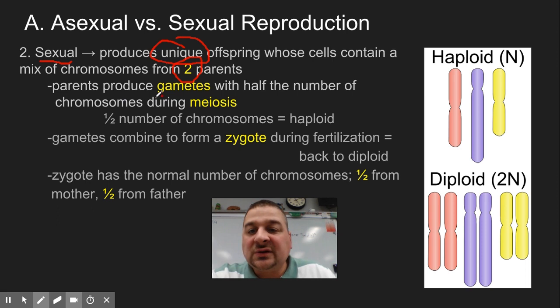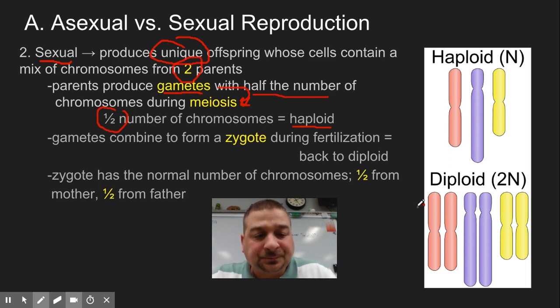What the parents do is produce gametes, and that is done through the process of meiosis. In our next video, we're going to take a closer look at how exactly they make gametes. In humans and animals, these would be the sperm and the egg. And when they do meiosis, they take the chromosome number and divide it in half. That half number of chromosomes is called haploid.